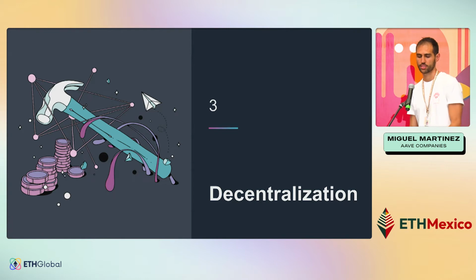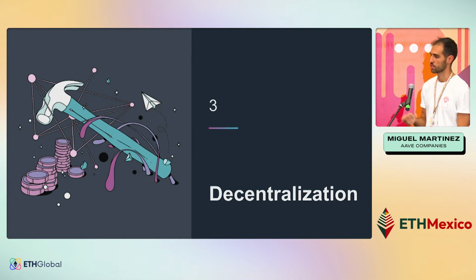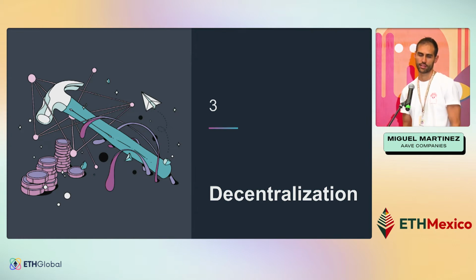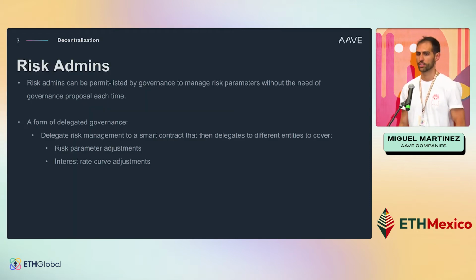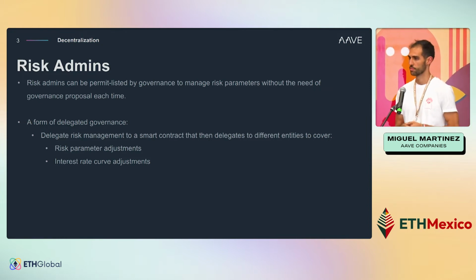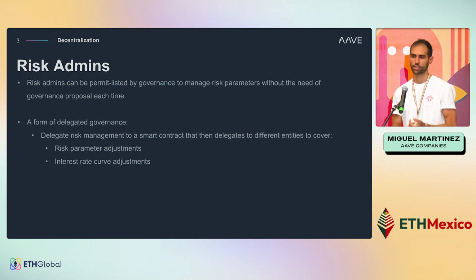Yeah, decentralization. The third version of the protocol comes with a more fine-grained permissioning and role system that gives more flexibility to the protocol. So first we have the risk admins. These are entities that are whitelisted by the protocol and the governance that have the ability to update the risk parameters of the listed tokens or assets of the protocol without the need of an on-chain vote. So things like collateral factors, liquidation thresholds, or even interest rates are the things that can be updated by this role.